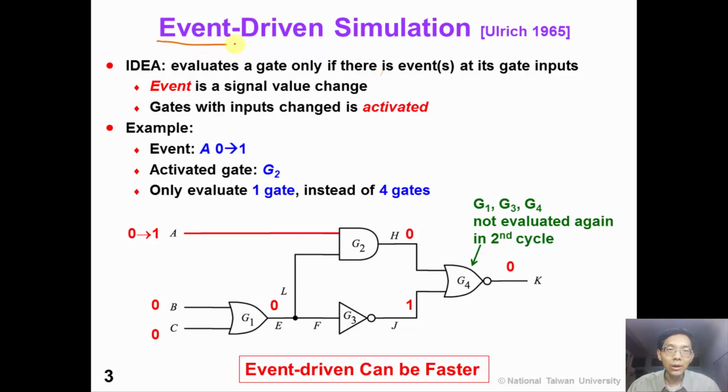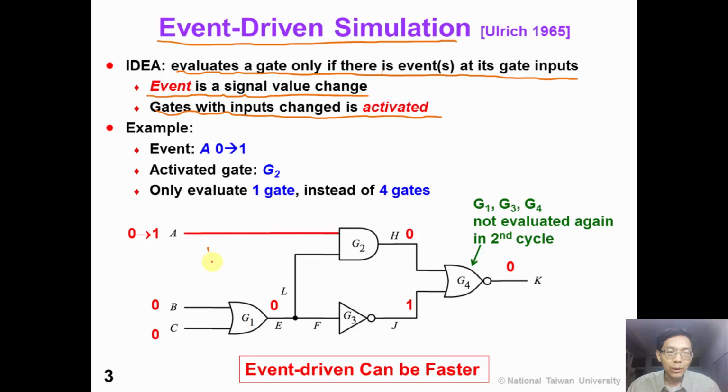So, the idea of event-driven simulation is very simple. We evaluate a gate only if there is an event at its gate input, where an event means a signal value change. A gate with an input event is activated, so we only evaluate the activated gate. This can save a lot of runtime if there are a few events.